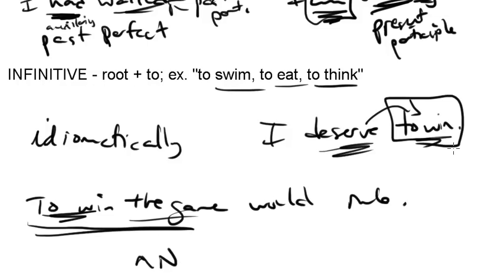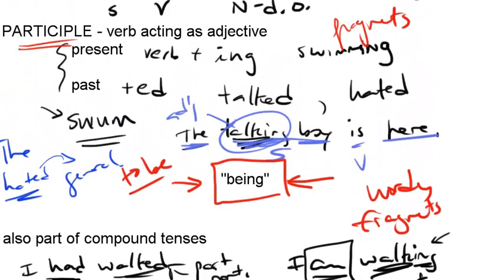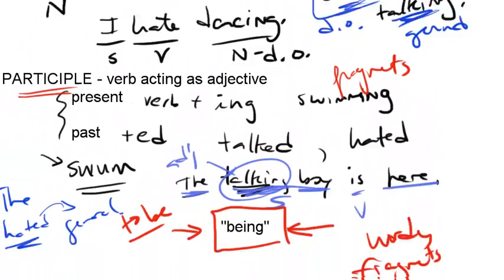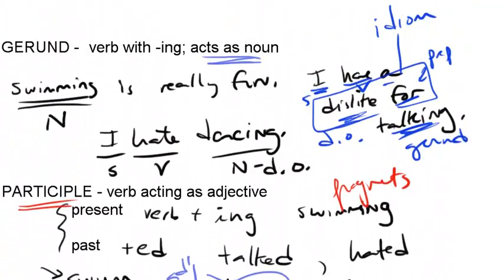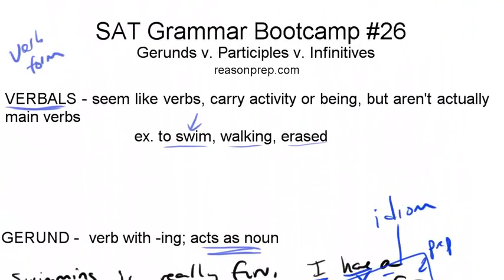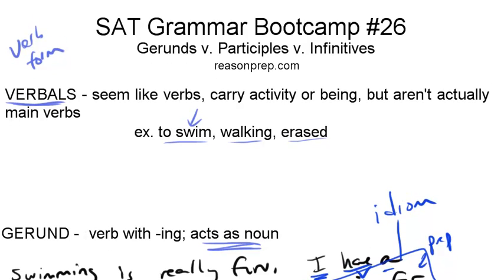The point is that when they're being used, make sure that they're being used idiomatically, and that they aren't exchanged with a gerund or a participle or anything like that. All right, so I hope that helped. I hope this gave you at least a basic breakdown of the differences between gerunds, participles, and infinitives. So let's move on to the next video.